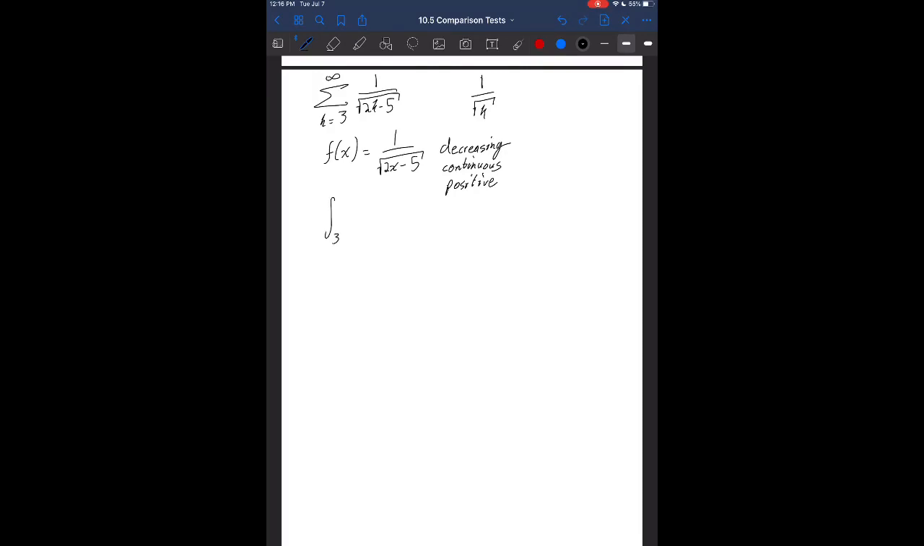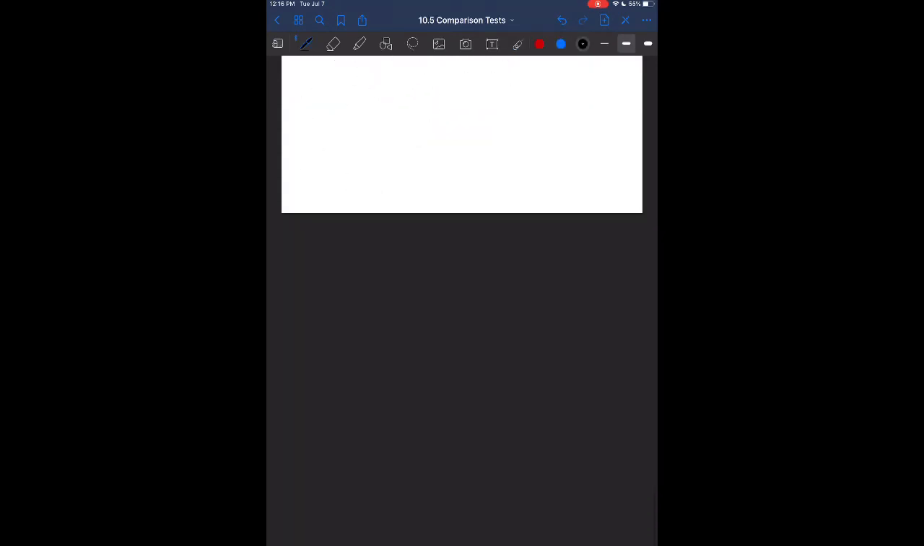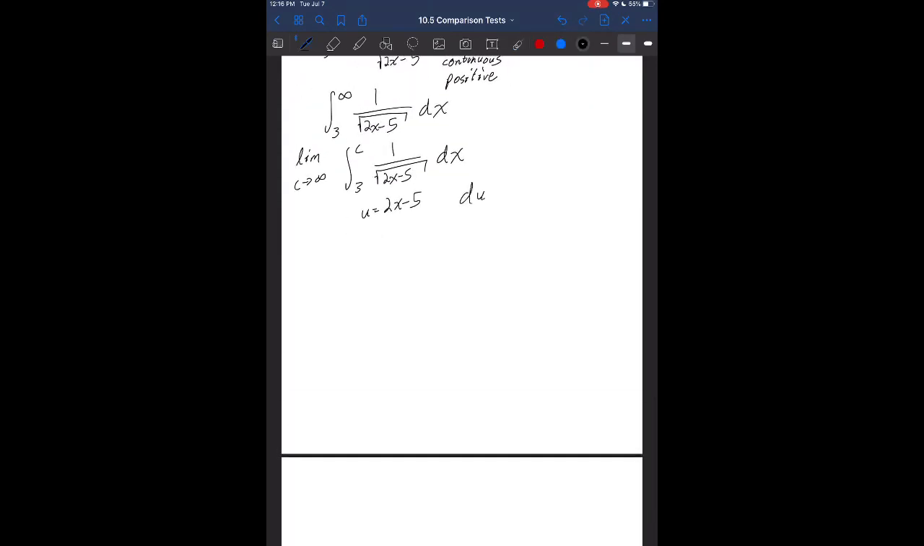So we can actually use the integral test in this case, and we are looking at the integral from 3 to infinity of 1 over the square root of 2x minus 5 dx. Okay, so we're looking at the limit as c approaches infinity of the integral from 3 to c of 1 over the square root of 2x minus 5 dx. Now we're going to do a u substitution in this case with u equals 2x minus 5 so that we can have simply 1 over the square root of u.